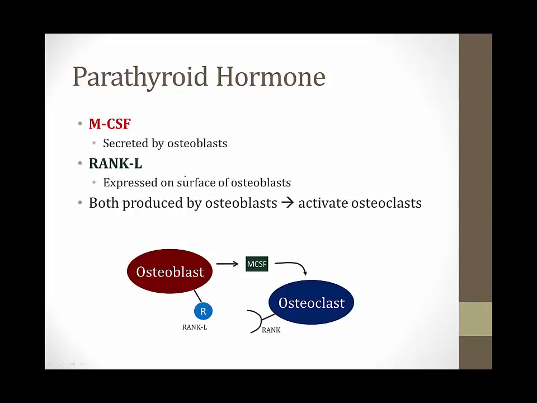So the way that parathyroid hormone leads to breakdown of cortical bone and a rise in the serum calcium is by activating the osteoblasts, which in turn will activate the osteoclasts. And they do this through the mechanisms we talked about before. Osteoblasts can make MCSF and secrete that. They can also express RANK-L on their surface, and both of these will activate the osteoclasts, and that's how parathyroid hormone can lead to bone breakdown.